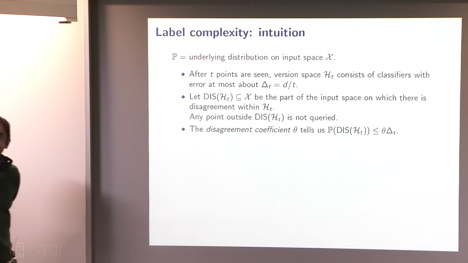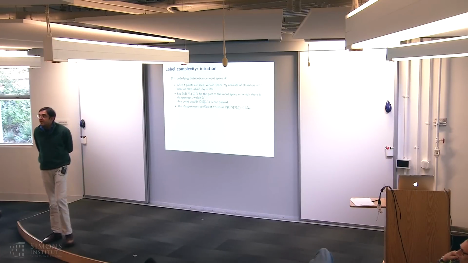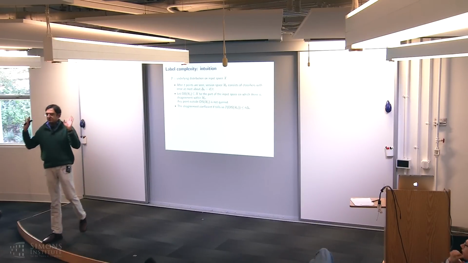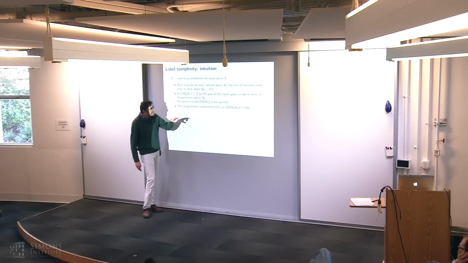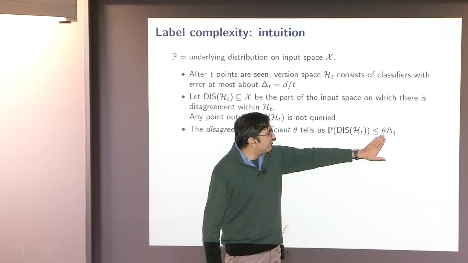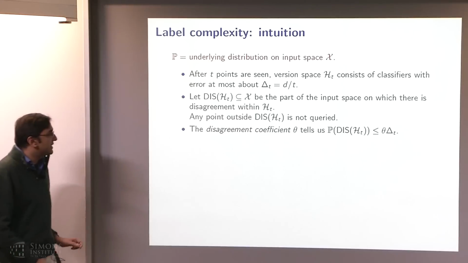Yeah, Misha. So you're not worried here about how to actually maintain the space? How to what? No, this is just the analysis. We're not maintaining the space. We'll get to the disagreement coefficient in a second, but this is what it gives us. It bounds the probability of this disagreement region.